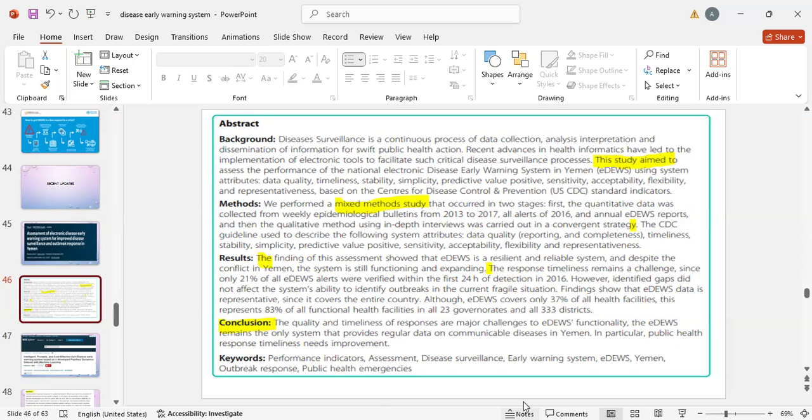The method is a mixed method, qualitative and quantitative. Both data were collected, and the findings of this assessment show that eDEWS is a resilient and reliable system despite the conflict in Yemen. The system is still functioning and expanding. The conclusion of this study is that the quality and timeliness of response are major challenges to eDEWS functionality. The eDEWS remains the only system that provides regular data on communicable diseases in Yemen. In particular, public health response timeliness needs improvement.